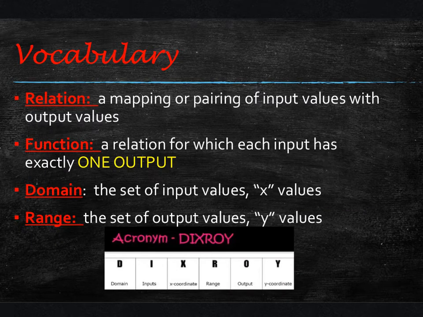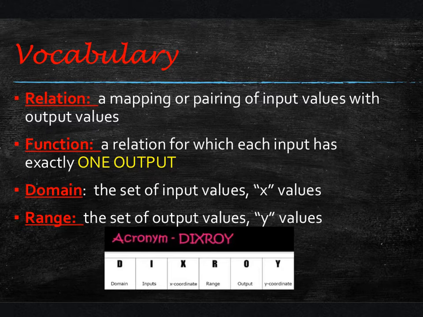So let's start with some vocabulary. The first vocabulary is a relation. We use the terms relation and function pretty regularly, and a relation is just a mapping or pairing of input values with output values. So it can be any equation really. But a function is a relation for which each input has exactly one output. So again, a function is a smaller subset of a relation, and it's just where every input has exactly one output. So when we're looking for a function, we want to make sure that the x values do not repeat.